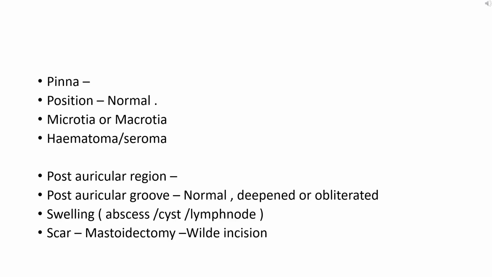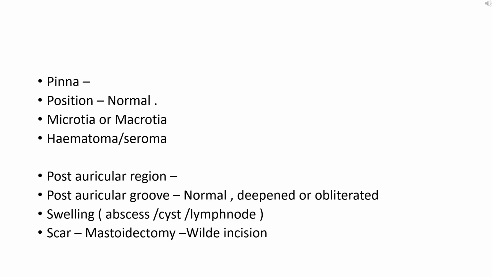What is the normal position of the pinna? We will draw a horizontal line starting from the eyebrows, and it should coincide with the upper margin of the pinna. Similarly, we draw a horizontal line from the nostril, the opening of the nose, and it should coincide with the lower border of the pinna. So if the pinna lies here, it is considered a normal position. Size can be small or large. It can be categorized as microtia or macrotia.